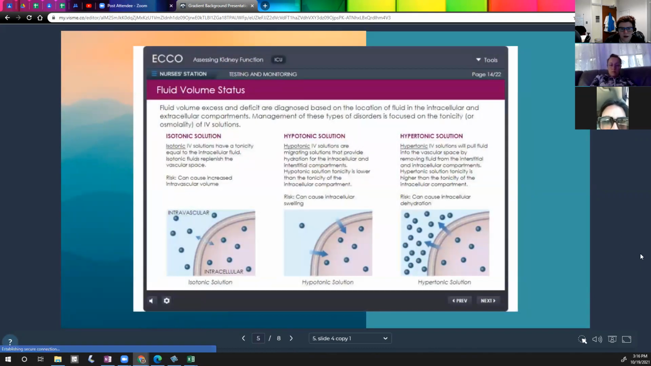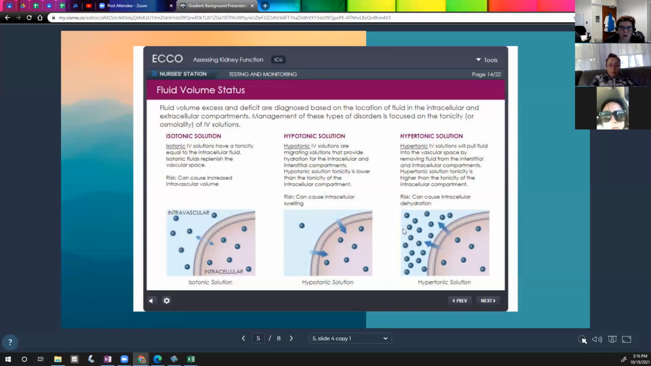Just a quick review of volume status. So when we're talking about excess and deficit, when we're giving either an isotonic, hypotonic, or hypertonic solution, just remembering what causes what. So if you're giving a hypertonic solution, you're going to be dehydrating the cells because you're pulling all of the water across to this concentrated area. The intravascular volume is going to be really concentrated, and so your cells are going to shrivel.